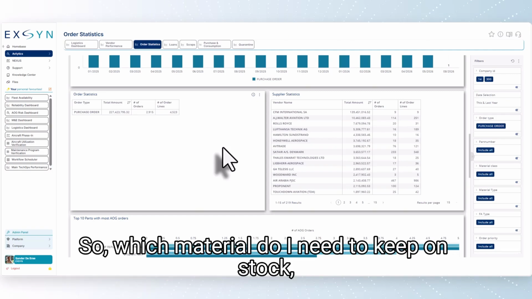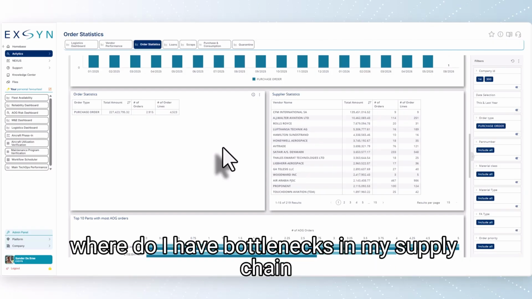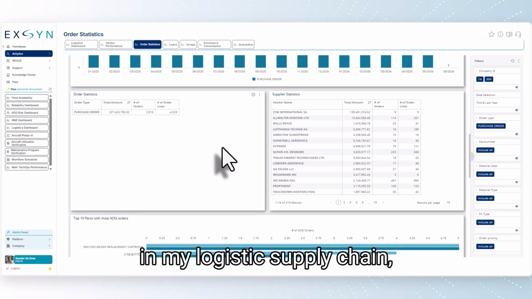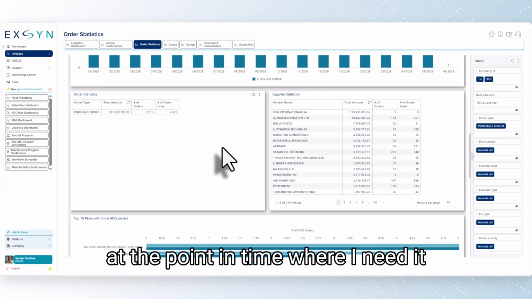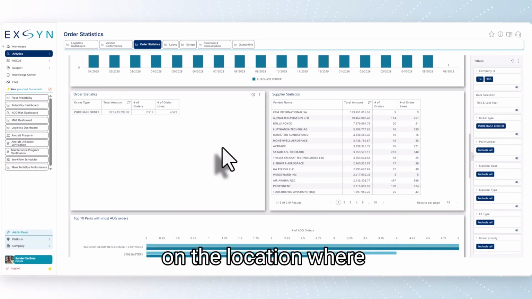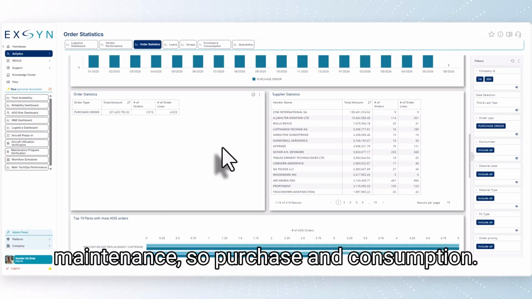So which material do I need to keep on stock? Which material do I need to monitor more actively? Where do I have bottlenecks in my supply chain, in my logistics supply chain, in order to satisfy material demand for aircraft at the point in time where I need it, at the location where I need it? And that's both for scheduled and unscheduled maintenance.